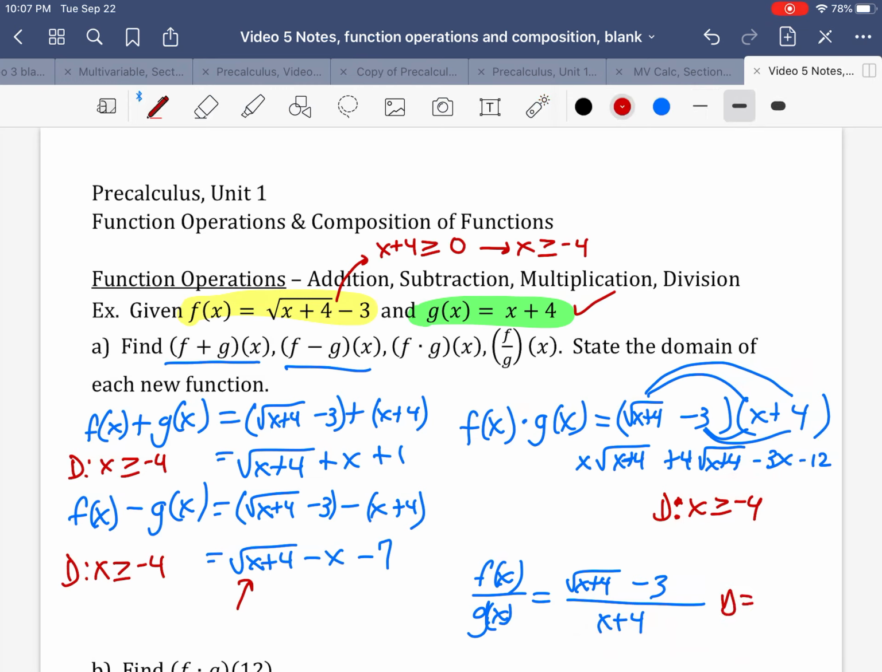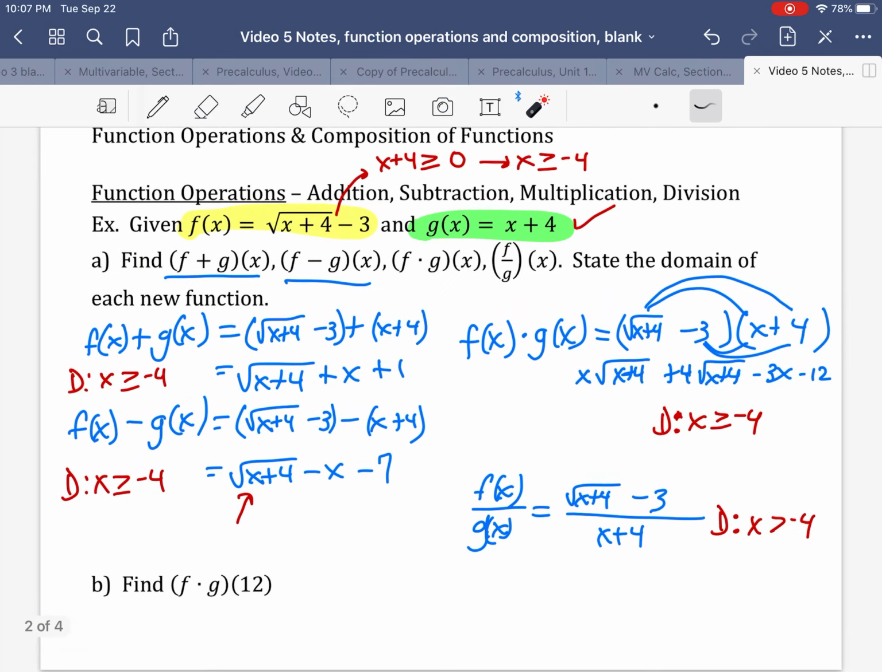My domain, oopsie, I'll just write it over. My domain is going to be x is greater than -4, because I want greater than or equal to -4 because of this, and that's the same as what I had earlier. But I don't want the equal part anymore because I can't have equal to -4, because now I have a problem with that on the bottom.